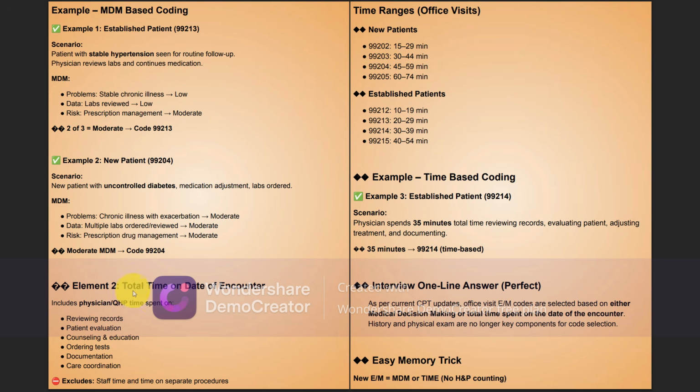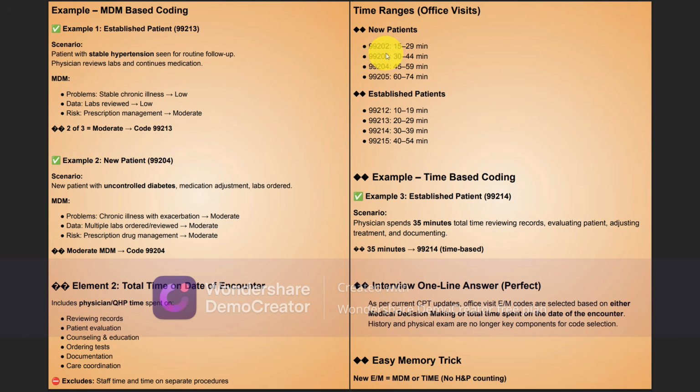Element 2, total time on the date of the encounter. This includes the physician or QHP time spent on reviewing records, patient evaluation, counseling and education, ordering tests, documentation, care coordination. Excluded are staff time and time spent on separate procedures. Right? Time range for office visits.